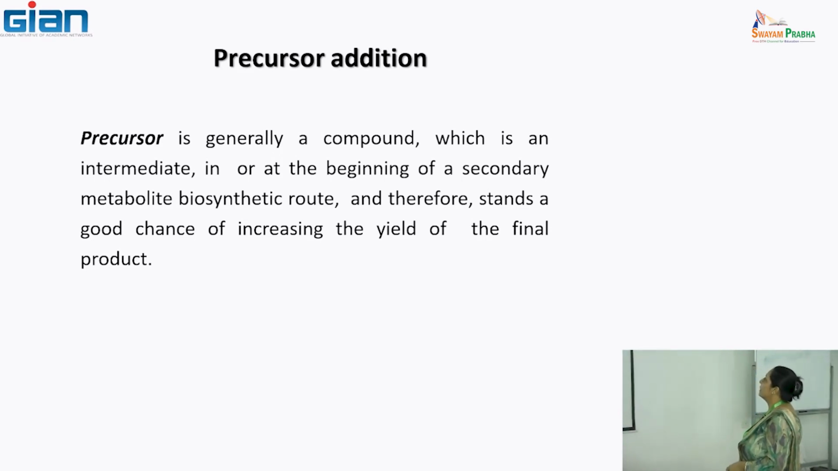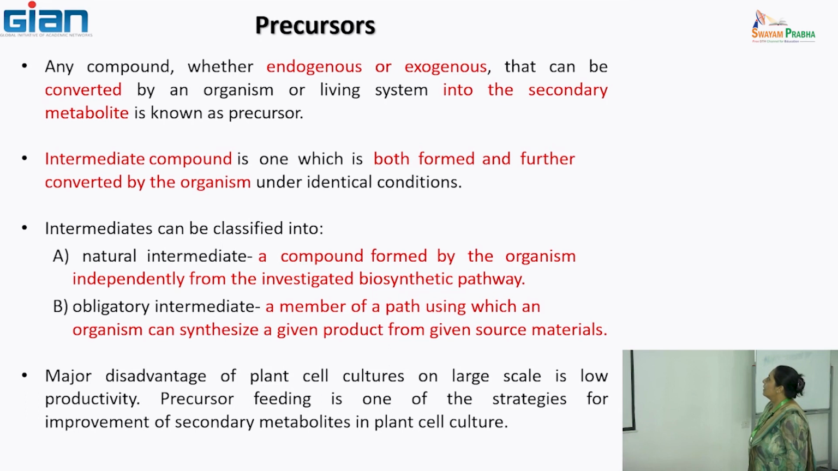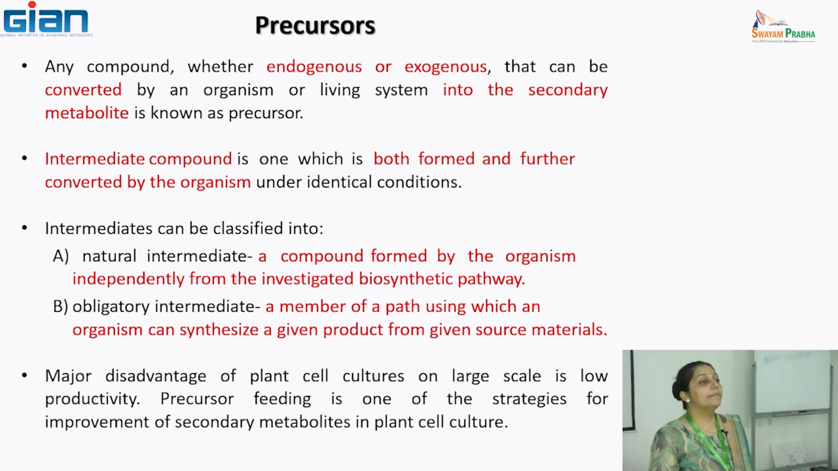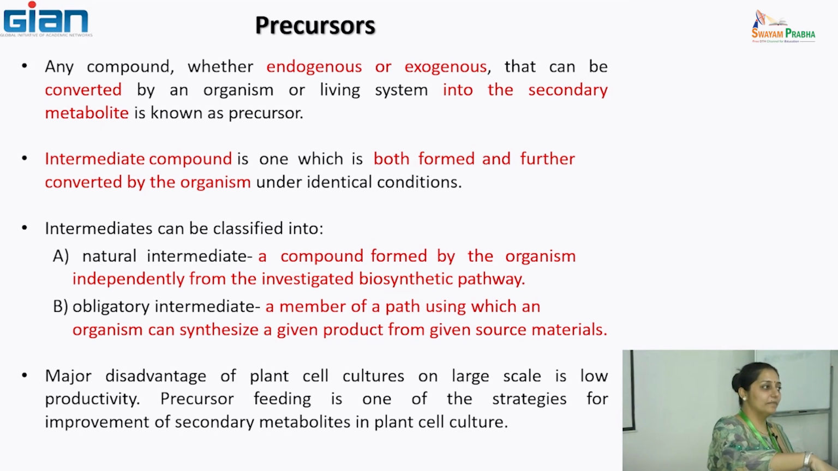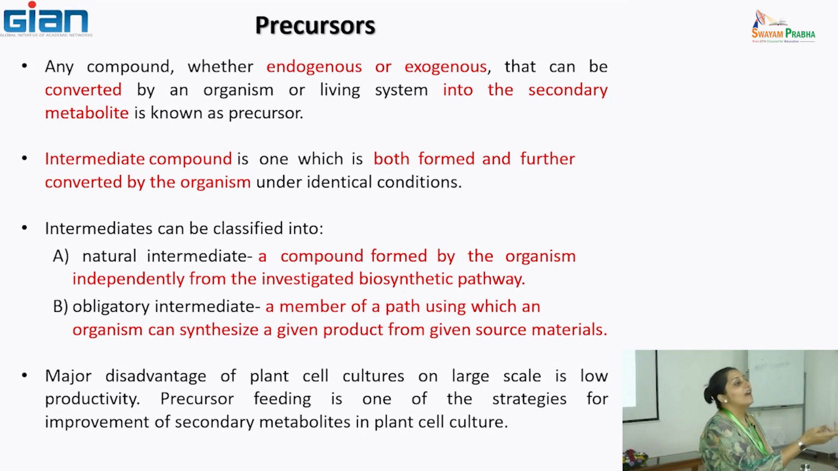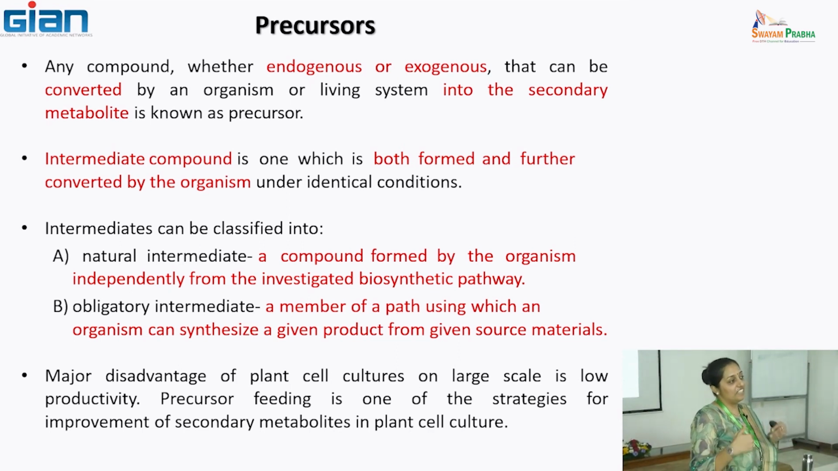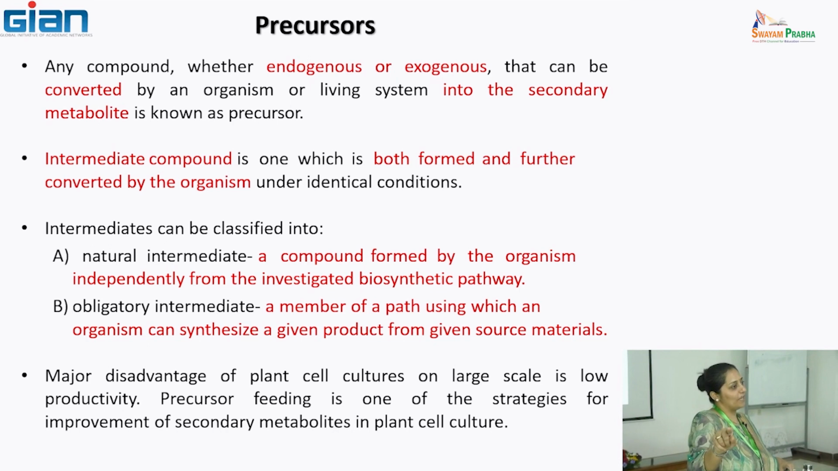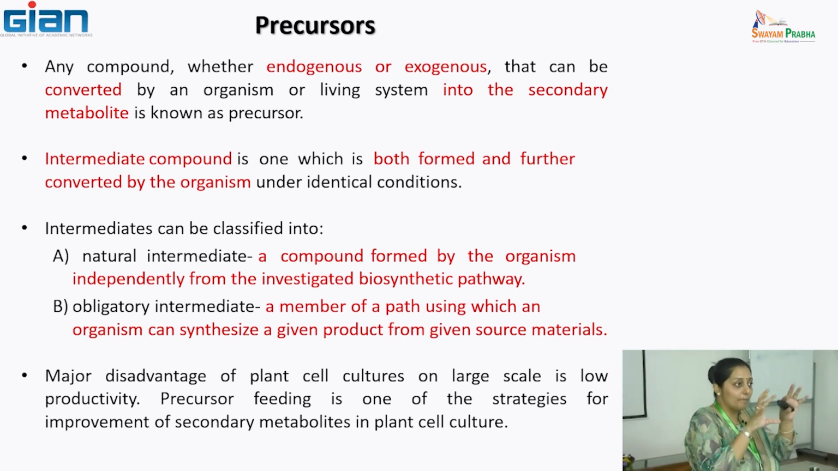So a precursor is generally a compound which is an intermediate in, or at the beginning of, the secondary metabolite biosynthetic route, and therefore stands a good chance for product yield improvement. Now it can be endogenous or exogenous. Saying that these are obviously intermediates, what am I trying to do? I'm trying to add them exogenously in the medium. So what am I assuming? First step, absolutely, I'm assuming that if I give them outside, the cell will readily take them up and take them to the site of the biosynthesis, because it is compartmentalized.